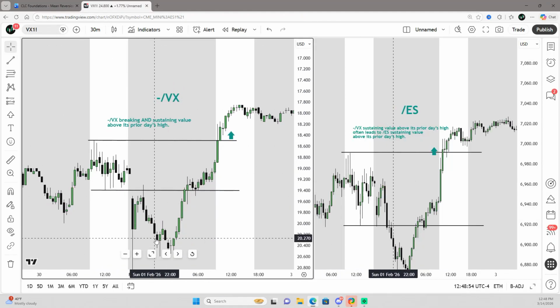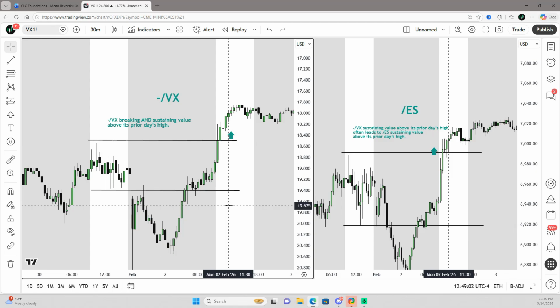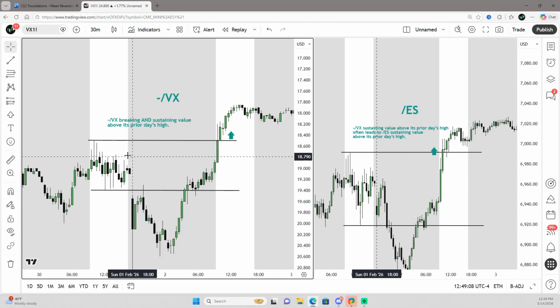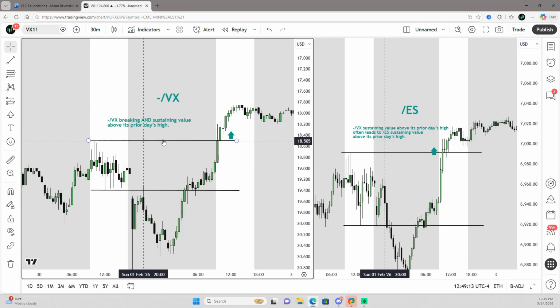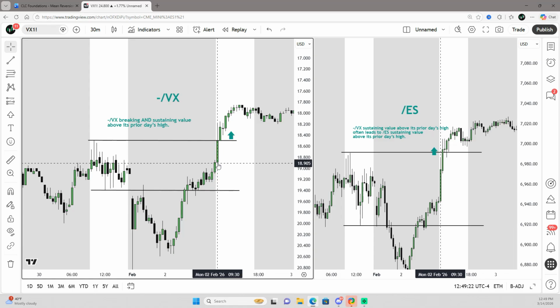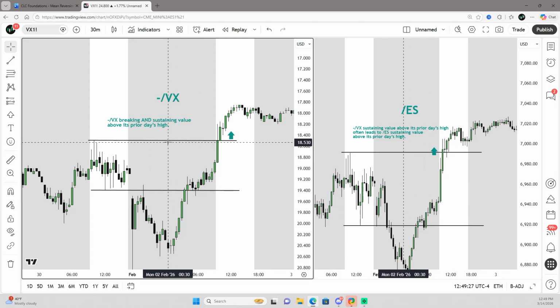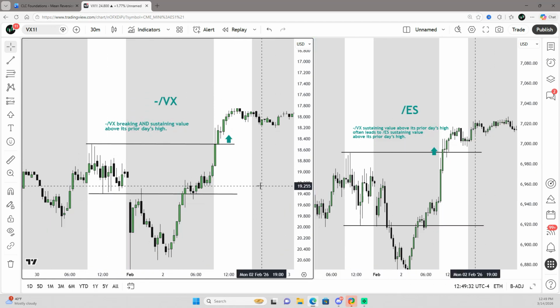Here's a chart of the inverse volatility index. It is Friday the 30th of January 2026, and then the next session is Monday the 2nd of February 2026. Same thing over here with ES. We established this range on the 30th on the VIX, and then the next day, after we've marked that prior day high and low pre-market, during the intraday session, we can see the inverse volatility index breaking above and sustaining value above its prior day high. So VIX itself is exhibiting range extension.